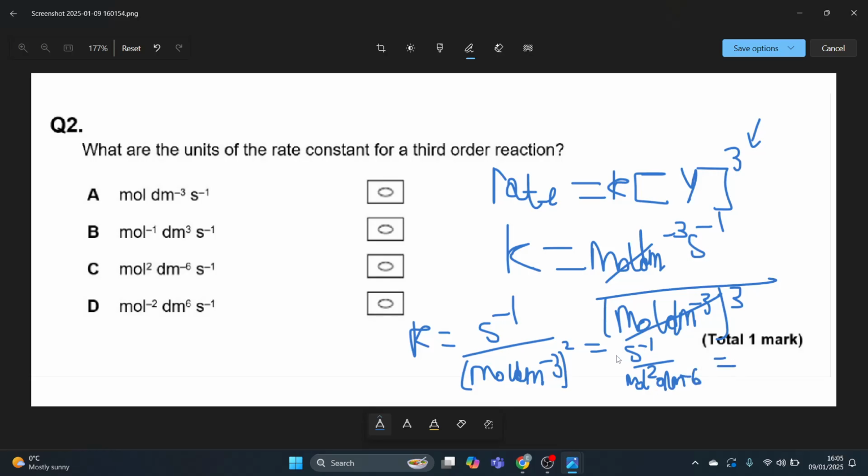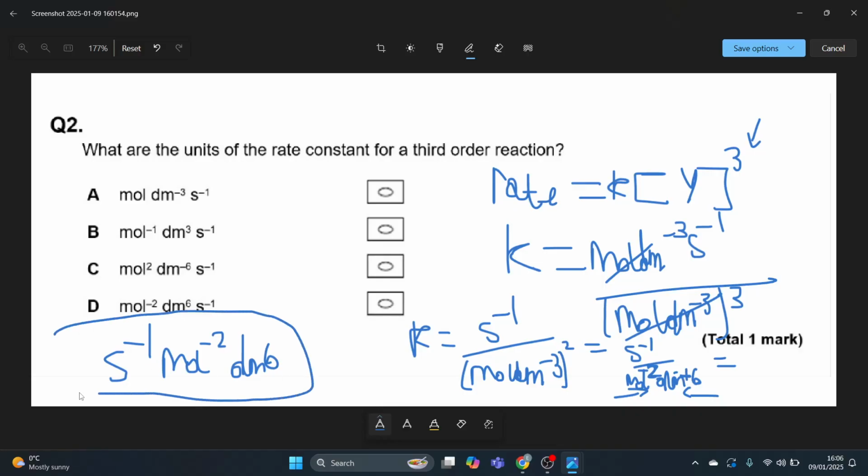And now because we want it in this kind of format, not as a fraction, that's going to be s to the power minus 1 mol to the power minus 2 dm to the power 6, because mol to the power of 2 dm to the power minus 6 is the denominator, so we have to do the opposite. Since this is 2, it's going to be negative. Since it's minus 6, that's going to be negative, but it's negative, negative, so therefore it's going to be positive. So whichever one fits this: mol to the power minus 2, dm to the power 6, s to the power minus 1. So the answer is D.